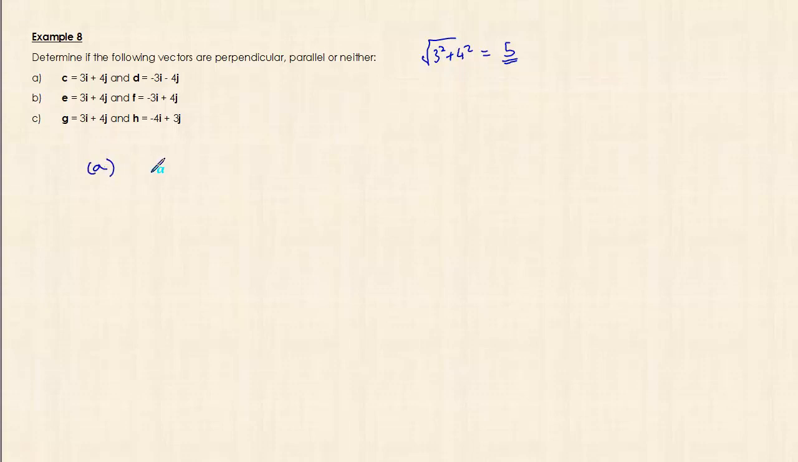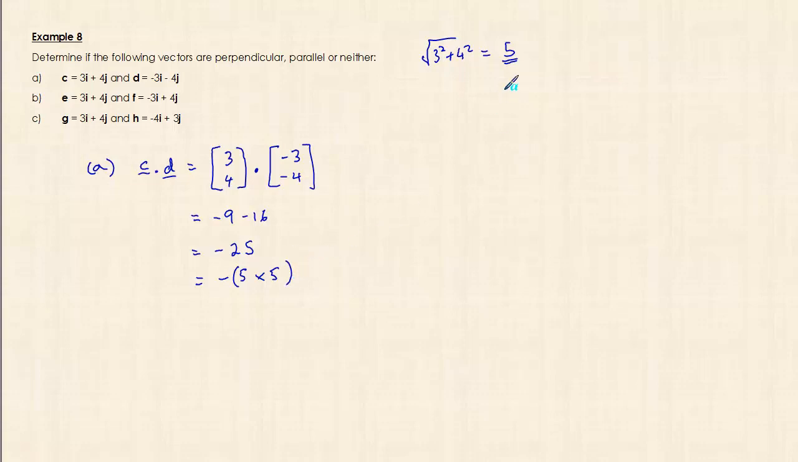So let's look at part A. If we do c dot d, then that's going to be (3, 4) dot (negative 3, negative 4). So that gives us negative 9, take 16, which is negative 25, which is negative 5 times 5. So that's the modulus of c times the modulus of d, the negative of it. So these are going to be parallel.